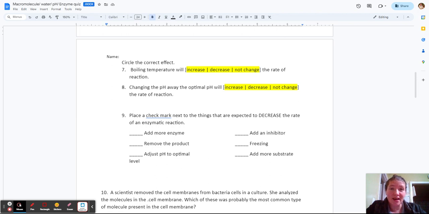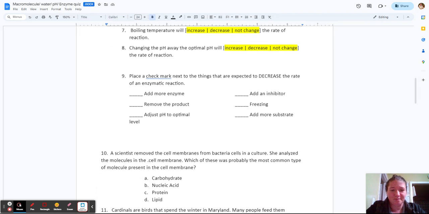If I add more enzyme, that's going to speed it up. If I take away the product, that has no effect. Just because you have cupcakes doesn't mean you can't make more cupcakes. If we adjust the pH to optimal, remember optimal means the perfect level. So if I bring the pH to a perfect level, that's going to speed the reaction up. And if I add more substrate, if I have more ingredients, it's not going to slow the reaction down. It might increase the rate of the reaction, or it might not have an effect, right? Because it might already be at the maximum speed. But having more ingredients certainly isn't going to slow things down. So that was our 7, 8, and 9.